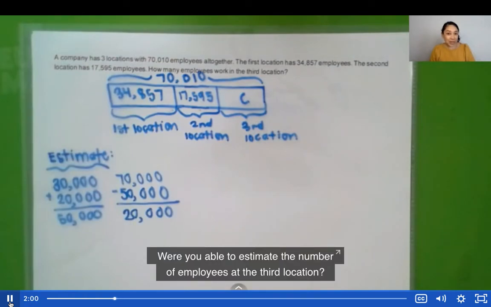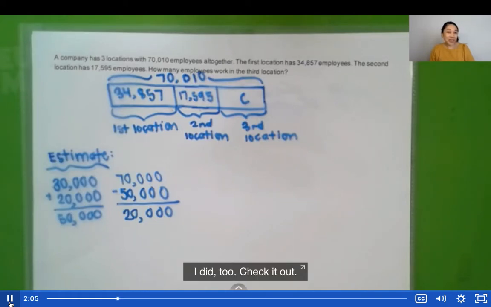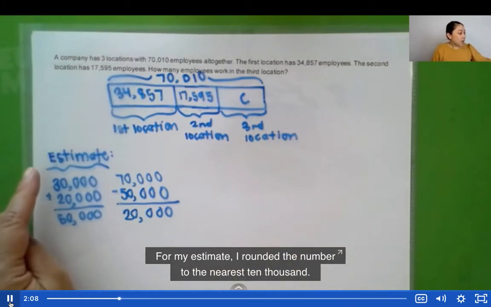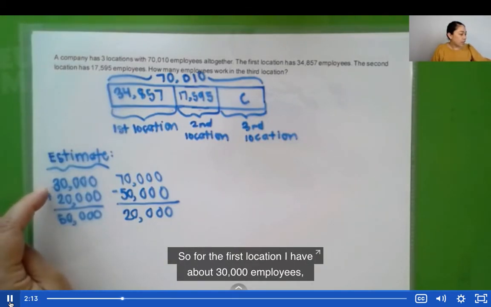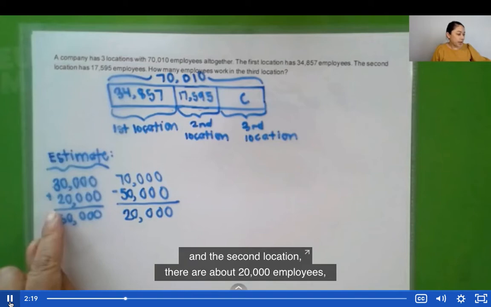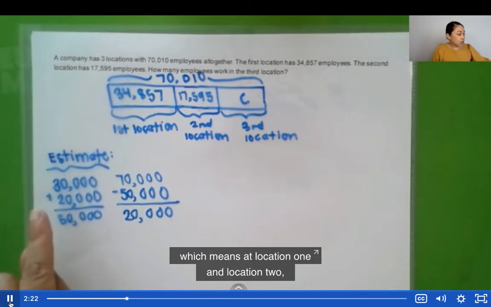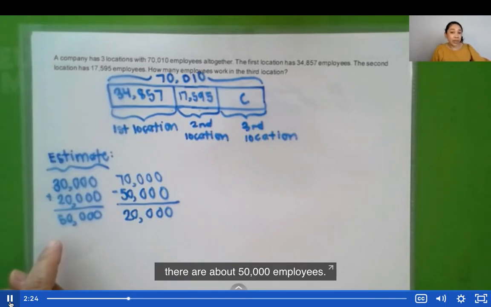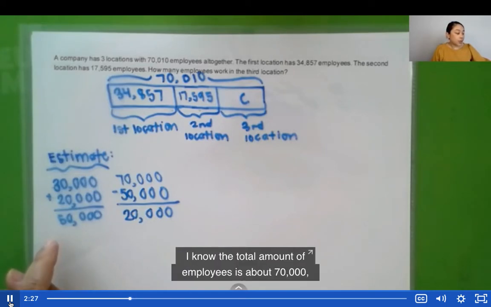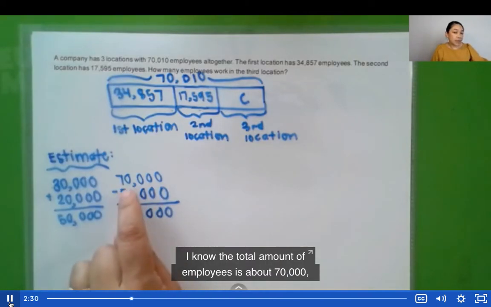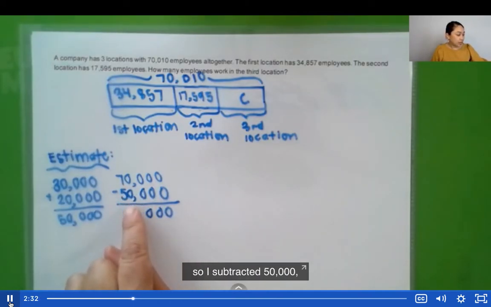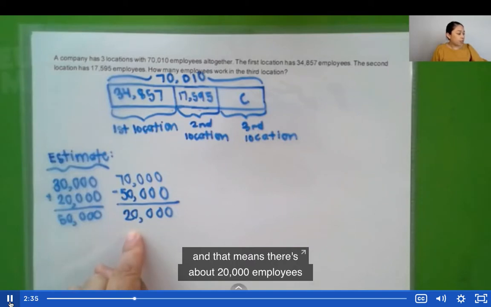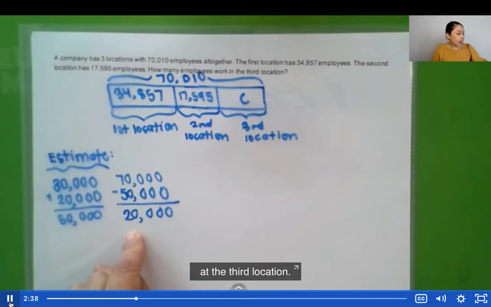Were you able to estimate the number of employees at the third location? I did too. Check it out. For my estimate, I rounded the numbers to the nearest 10,000. So for the first location, I have about 30,000 employees. And the second location, there are about 20,000 employees, which means at location 1 and location 2, there are about 50,000 employees. I know the total amount of employees is about 70,000, so I subtracted 50,000. And that means there's about 20,000 employees at the third location.